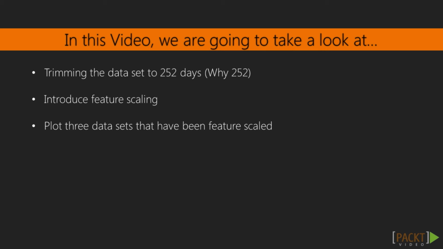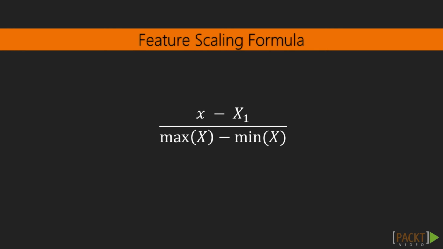We're going to introduce feature scaling, and we're going to plot our three companies that have been feature scaled. So here's the formula for feature scaling. It is simply a value minus the first value in our data set divided by the difference between the largest and smallest values. It's a fairly simple formula, and what this formula does is that it will take any data set and rescale it so that it's on the range of -1 to 1.